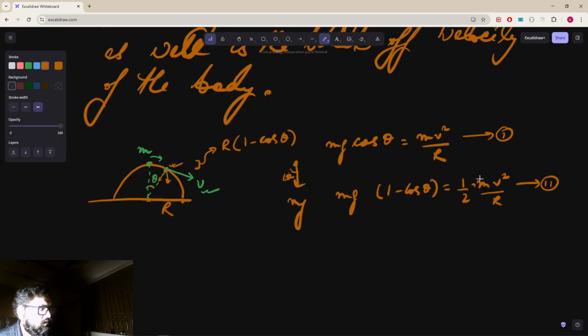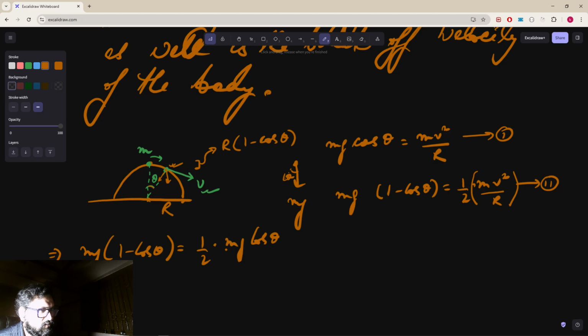I can replace this part, that is mv square by r, by mg cos of theta, right? So this gives me mg times 1 minus cos of theta is equal to half into mv square by r, which is nothing else but mg cos of theta. I get mg cancelled from both the sides, which gives me cos theta as 2 by 3.